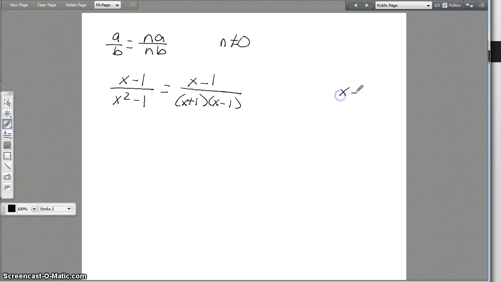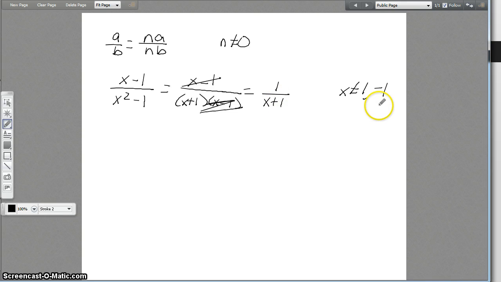x cannot be 1 or negative 1, because if x equals 1, then x minus 1 will be 0. Or if x equals negative 1, then x plus 1 will be 0. So those are values that x cannot be. Now, looking at our fraction, let's see if we can simplify. We have x minus 1 as a factor in the denominator, so we can divide x minus 1 into the numerator and the denominator, and we will end up with 1 over x plus 1.